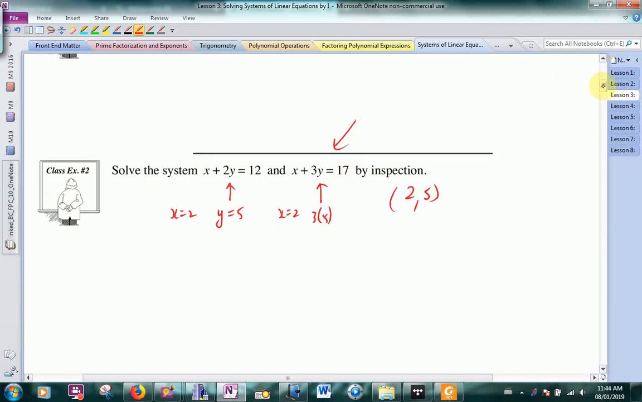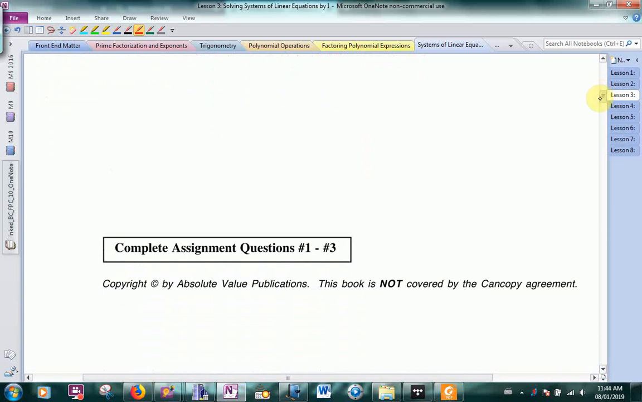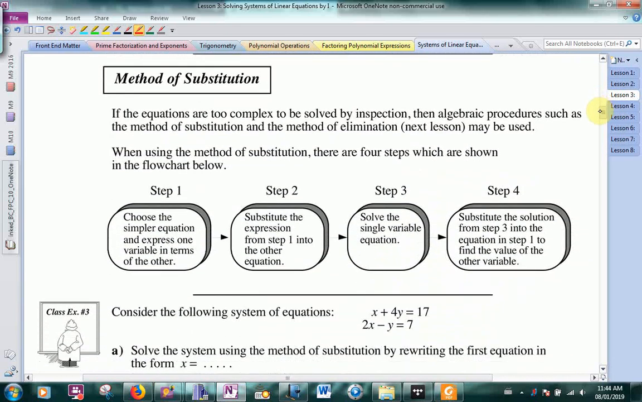Now, on the quiz or the test, you might get something that simple. But the question will be, show your work. So if you do it by inspection, I don't know if I can give you full credit for that. Here's what we're actually going to try to teach you to do. This is a method called substitution. Okay? Here are the steps.